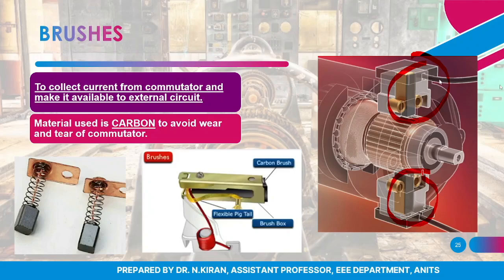The only function of the brush is to collect the current from the commutator and make it available to my external circuit. The reason why carbon is used for brushes is to avoid wear and tear of the commutator.